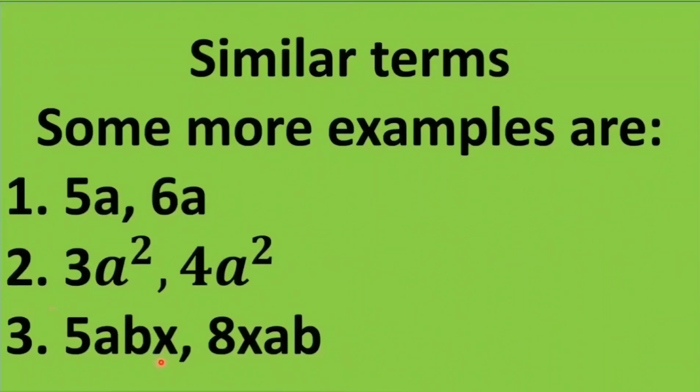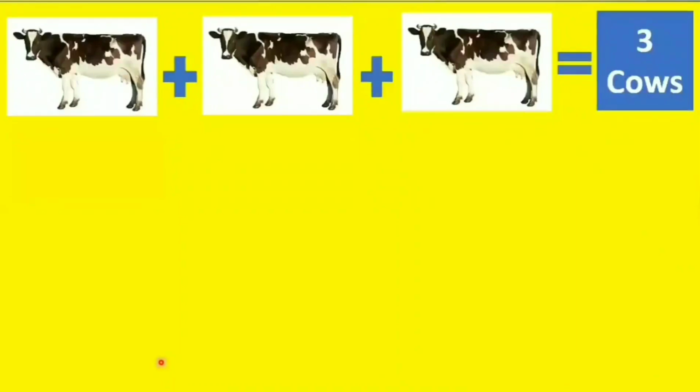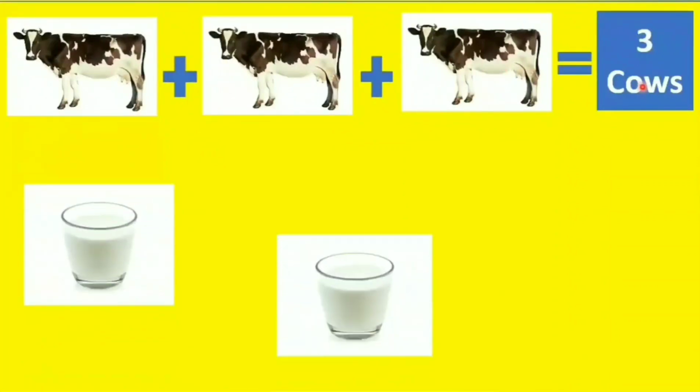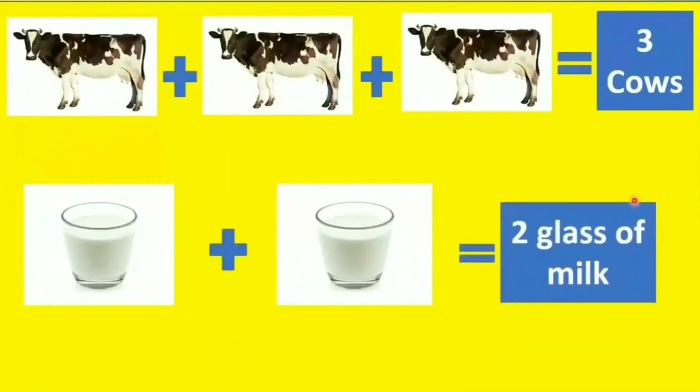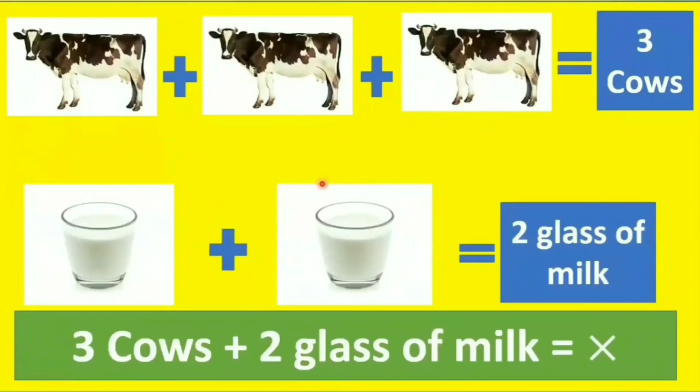Now, again, see here, there are 3 cows and you are adding 3 cows, the sum will be 3 cows. Again, see here, there is a glass of milk and here there is another glass of milk. So if you add 2 glasses of milk here, there will be 2 glasses of milk. But see students, can you add 3 cows with 2 glasses of milk? No, you can't add this. Why? Because a cow is a different thing and a glass of milk is a different thing. So you can't add two dissimilar things.